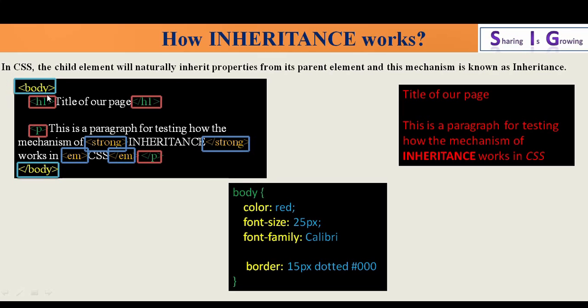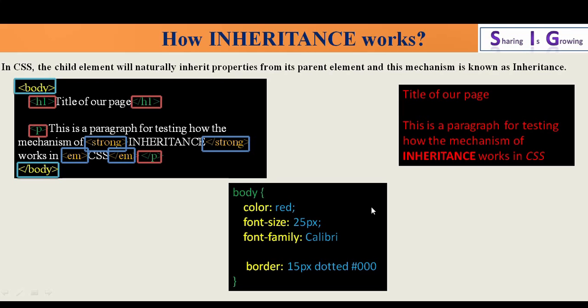When you create one element, whatever elements you include between the opening and closing tags of that element will be considered child elements of that particular parent element. And if you apply some properties over that parent element, those properties will be acquired directly by those child elements also. Okay, like this.